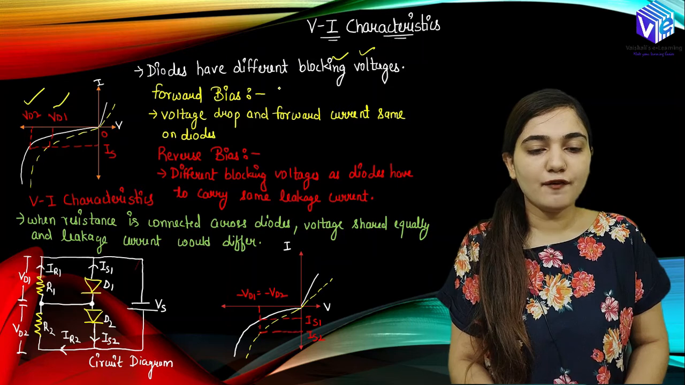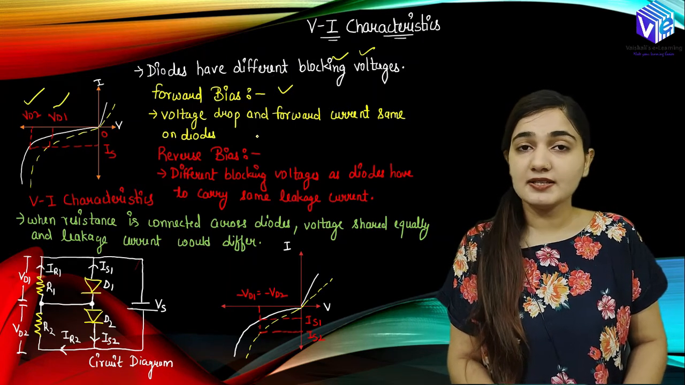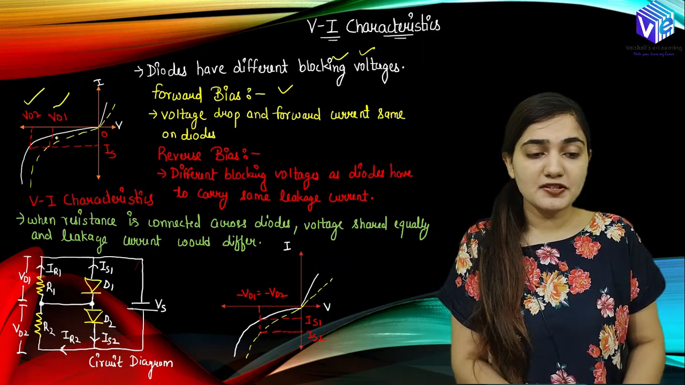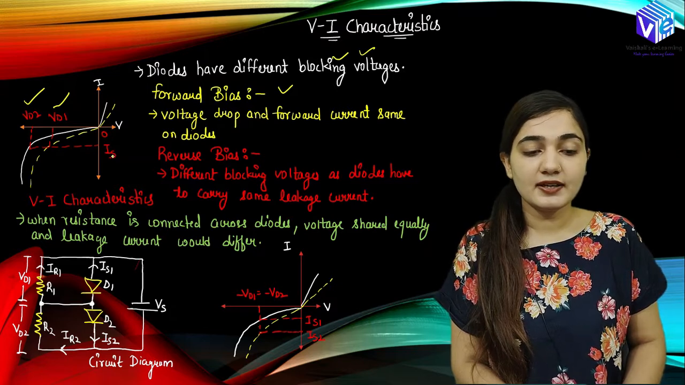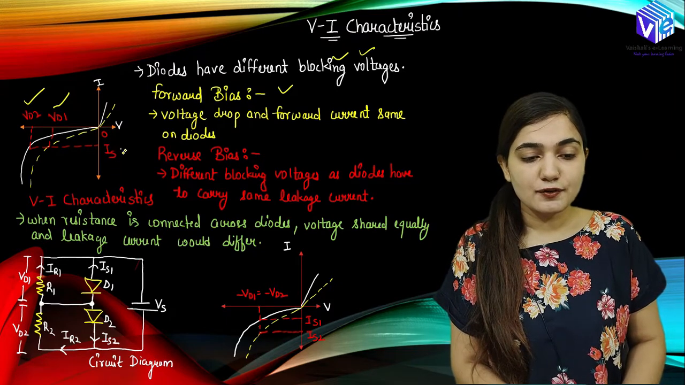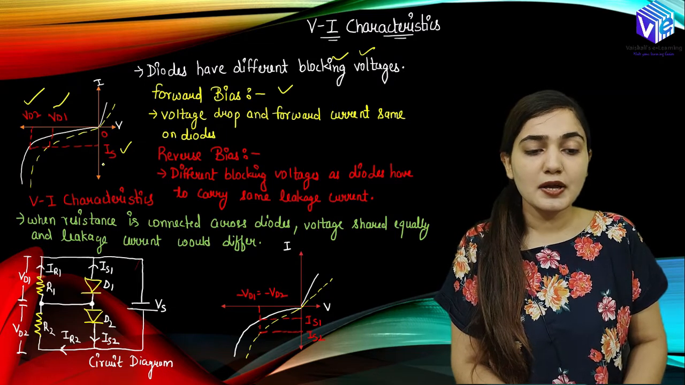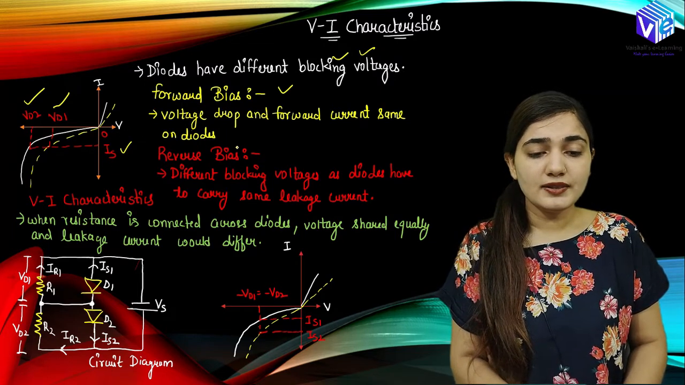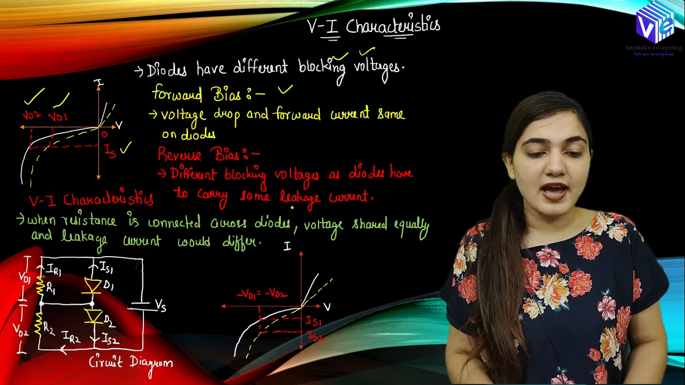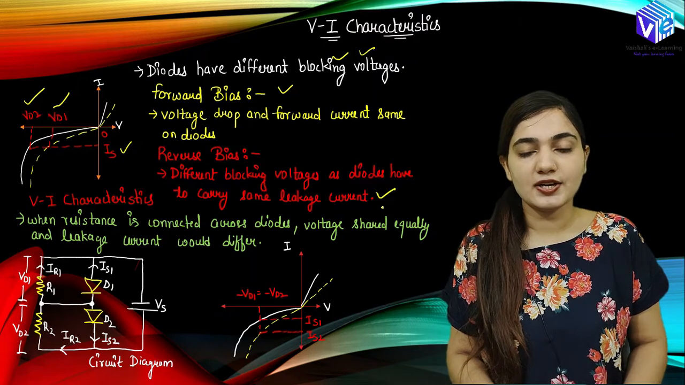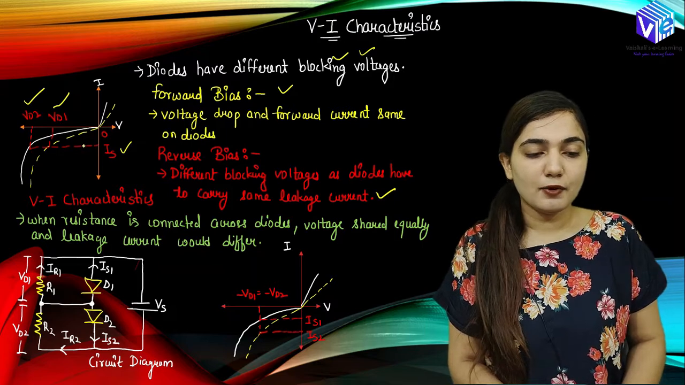Now when I have the forward bias, the voltage drop and the forward current will be the same, right? But in the reverse bias we have seen the voltage drop is different but the current is the same, right? You can see the leakage current is represented by Is over here, which is the same. Now in the reverse bias we have different blocking voltages as the diodes have to carry the same leakage current, right? So you can see at the same leakage current we have different voltages, right?